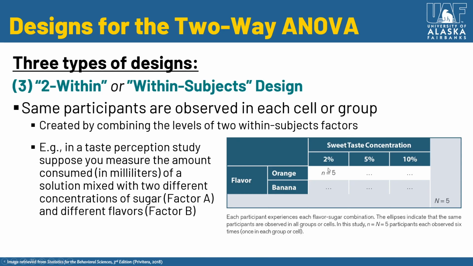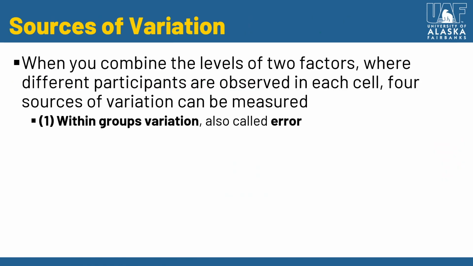Yeah, so basically, like in this example, we'd have 5 participants in each cell, so each would get like 2%, 5%, 10% of orange, and then the same 5 would also get 2, 5, and 10% of banana. Right, so just some examples I at least wanted to mention and explain what's on the slides.